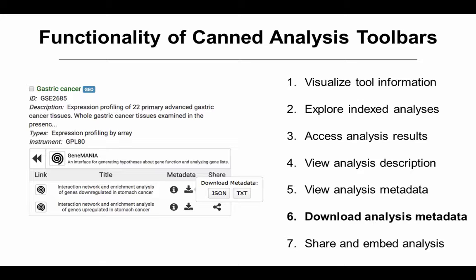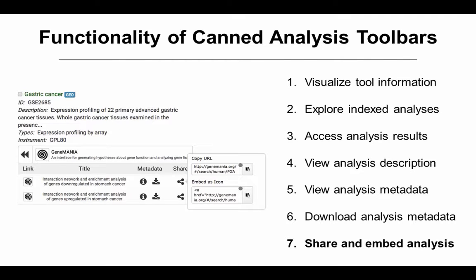This metadata can also be downloaded by clicking on the download button here in either JSON or text format. And the interfaces also provide a way for users to copy the URL of the results page, which can be easily shared, and also provides a brief snippet of HTML code which can be used to embed this link in websites to promote shareability of this object.